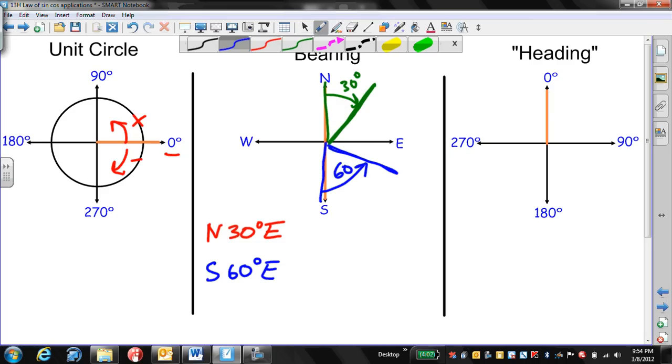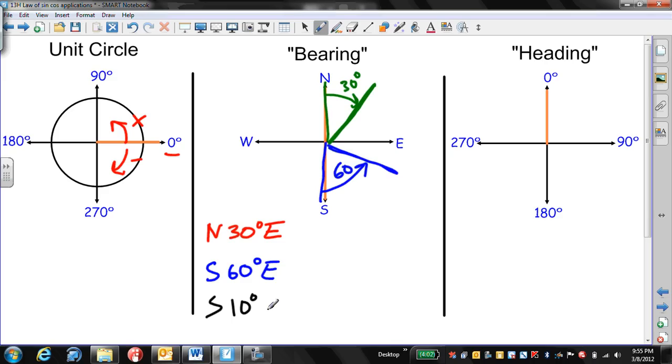Or let me do one more. If I said, okay, south 10 degrees to the west. Again, I'm going to go south, but this time I'm going to rotate to the west, to the left, 10 degrees. So again, that's how you show bearing. And how do we recognize that? By this notation, which is very popular in that regard.